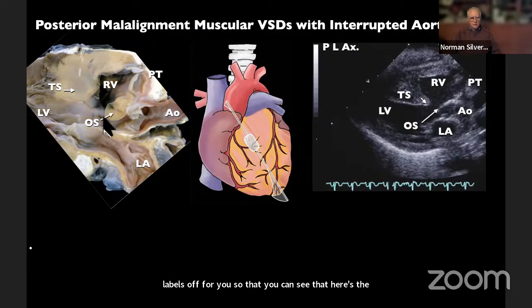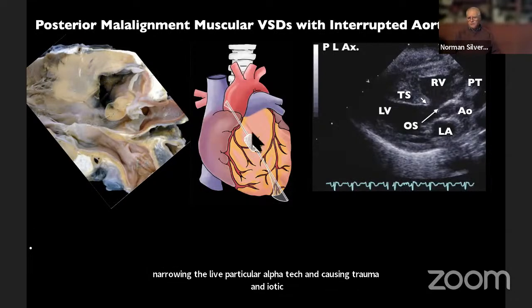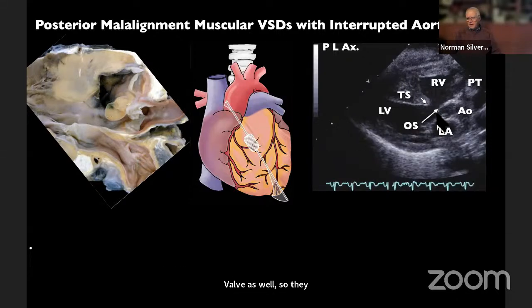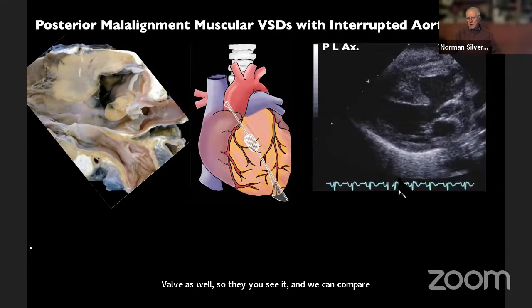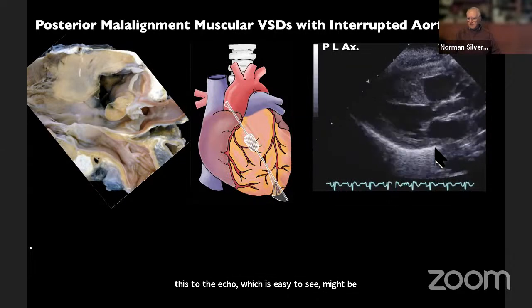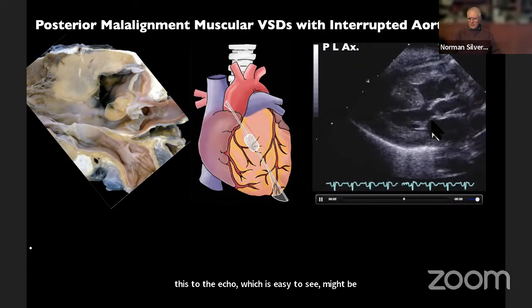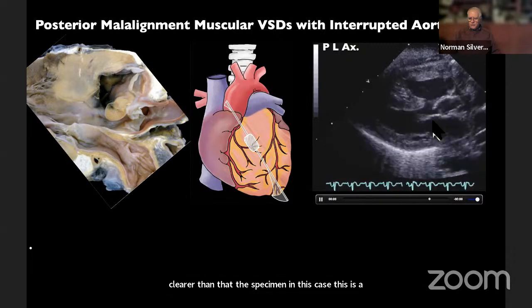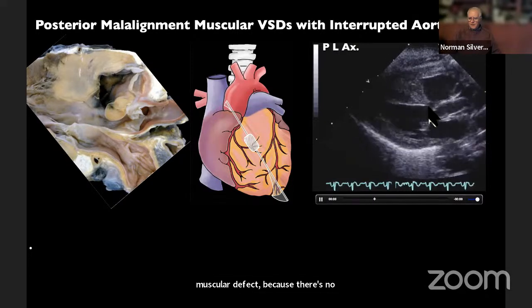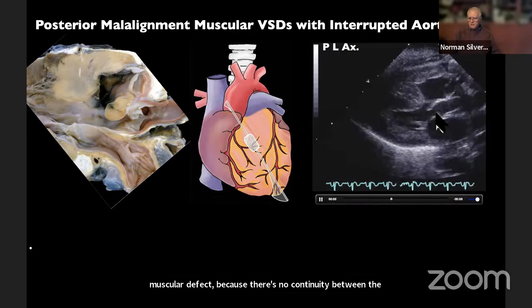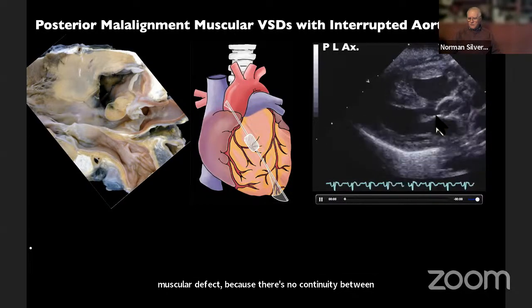Here's the right ventricle. Here's where the ventricular septum should be, but the posterior septum is deviated, narrowing the left ventricular outflow tract and causing trauma on the aortic valve as well. So there you see it, and we can compare this to the echo, which is easy to see, maybe clearer than the specimen. In this case, this is a muscular defect because there's no continuity between the mitral and the tricuspid valve. And here is the posterior outlet septum, which is deviated.